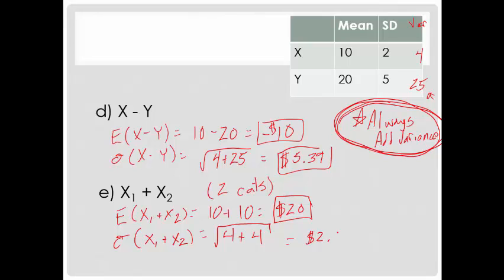So for our 2 cats, we would expect a variation of about $3 per bag. So 68% of the time, we're paying between $17 and $23 per bag.